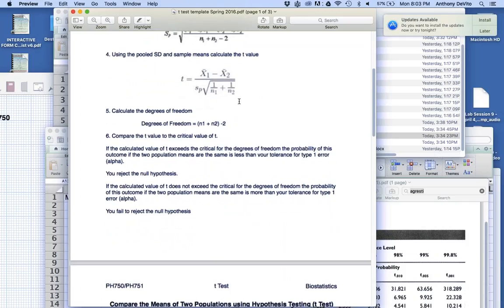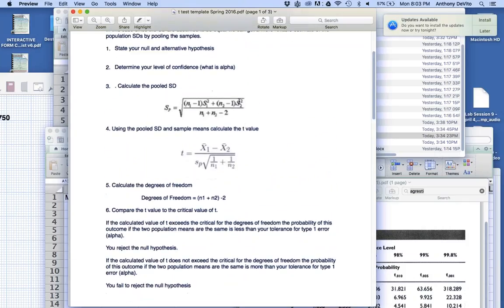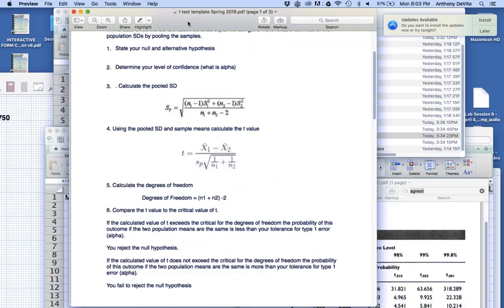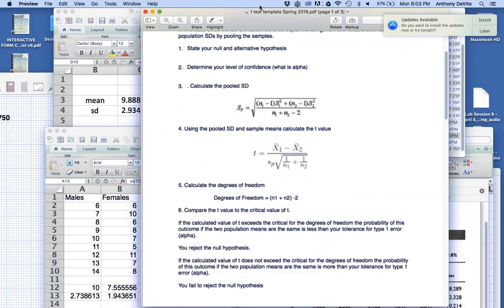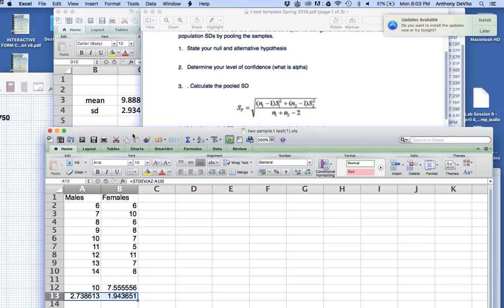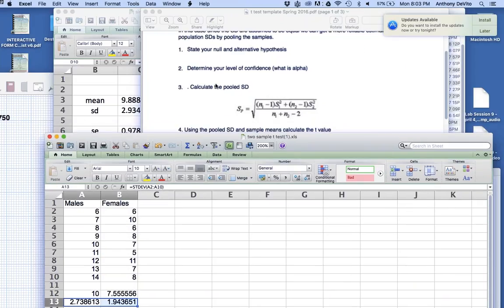Okay, so at any rate, these are the formulas that I need, right? So we're going to apply these formulas, and once we get done with that, we're going to do the same problem using SPSS to see how much easier it is. Okay, so let's give this a shot. How am I going to calculate that?